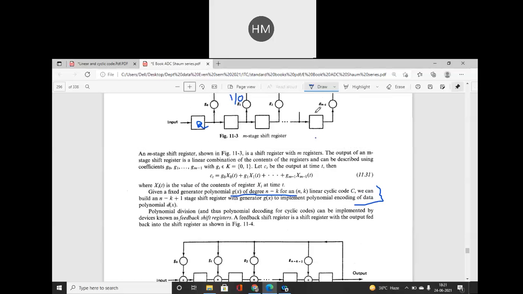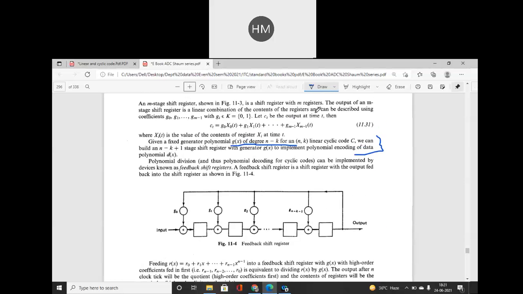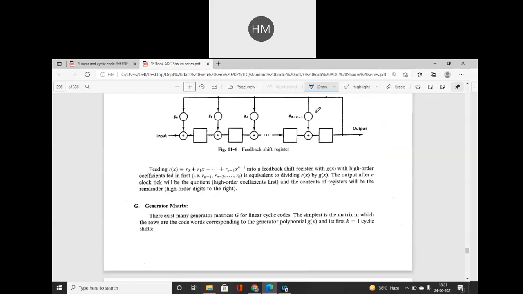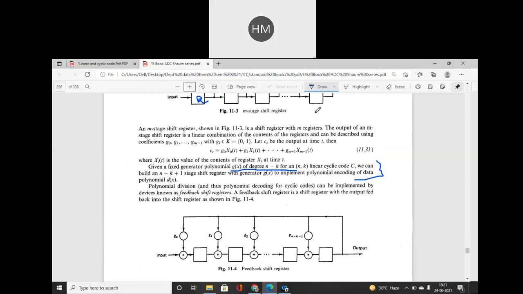First, we have designed the M-state shift register. Now, this is your overall feedback shift register diagram. So, encoding and decoding can be performed very easily in your cyclic codes.